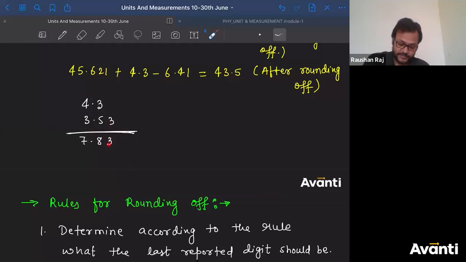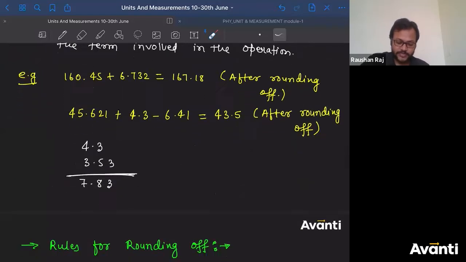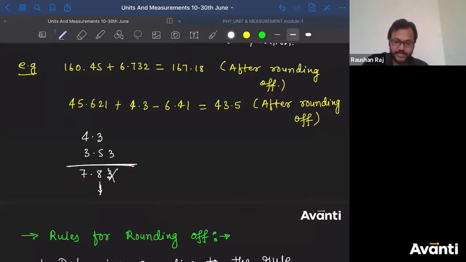Following this, I have written a statement that the sum or difference can be no more precise than the least precise number involved in the mathematical operation. So which one was the least precise number here? Fewer significant digits means less precision. If the number of significant figures is less, then the measurement is less precise. So here, this has the least precision, so the addition or subtraction cannot have precision more than this. That is why you can see up to the first decimal place the uncertainty has come. So we have to express this addition or subtraction only till this decimal place. This has to be rounded off.